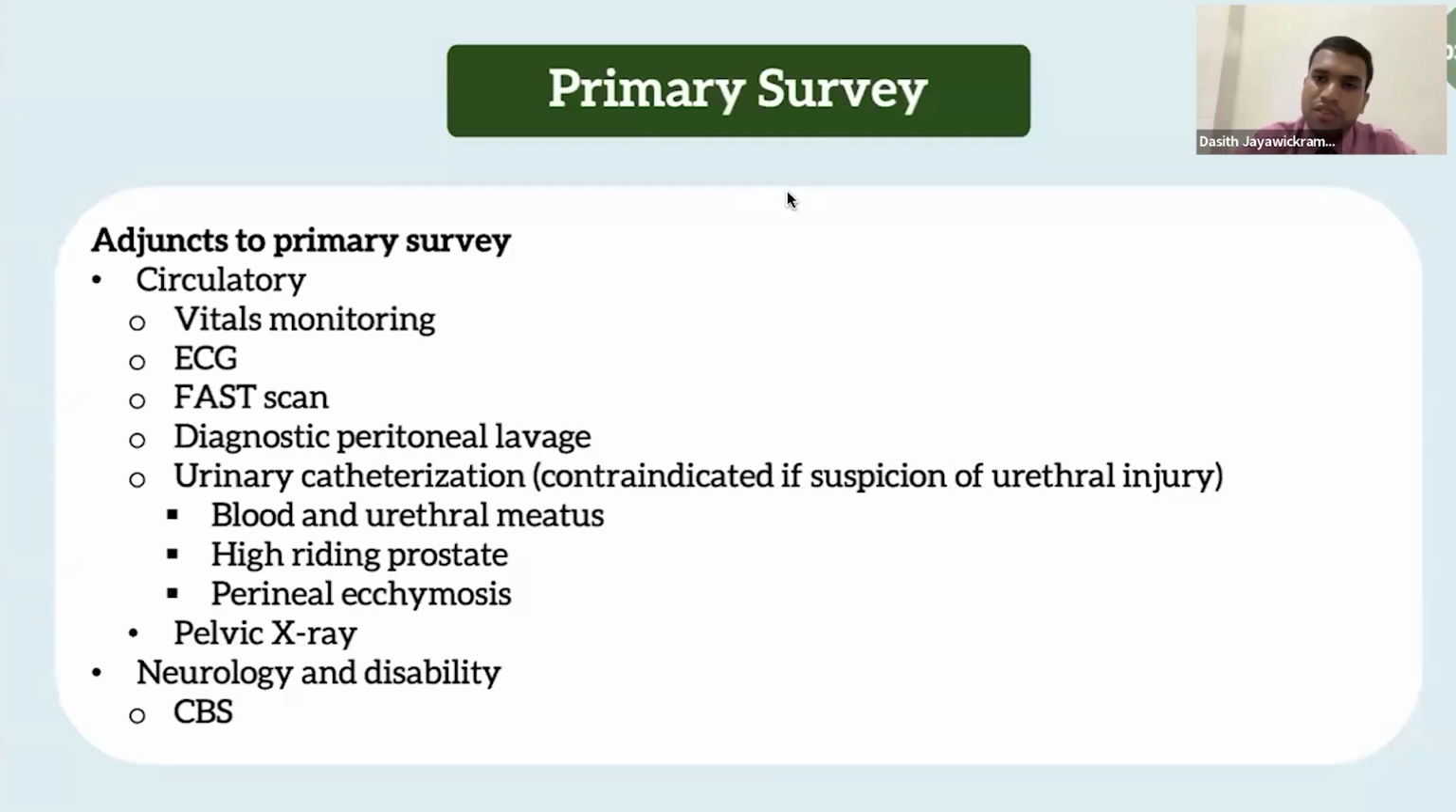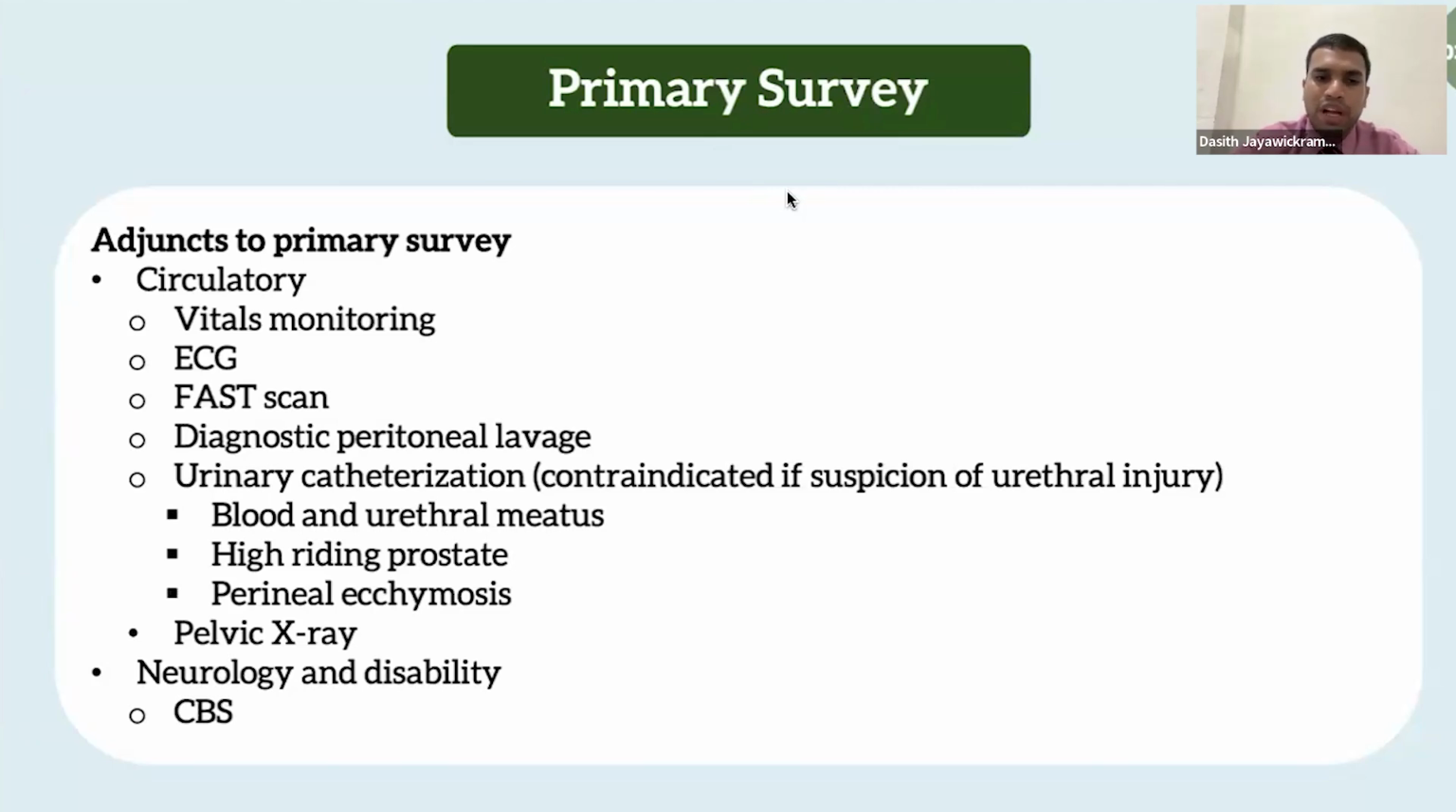You need to know what a FAST scan is. FAST scan is basically an ultrasound scan where we check for intra-abdominal bleeding. We can check for intrathoracic bleeding also with FAST scan. So we check for bleeding only. We don't assess the organ damage, for example, liver laceration, or the architecture of the liver. We just check whether there's fluid around the liver. That's all we check. If the fluid is positive, then the FAST is positive. That means there is some kind of bleeding inside.